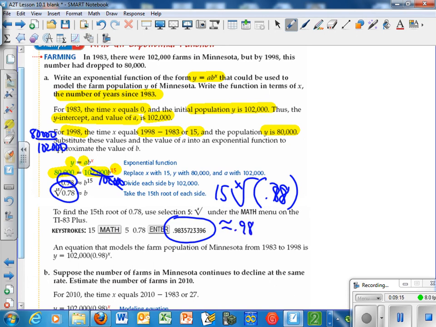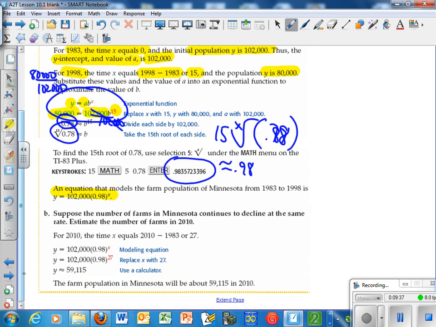So now you go back and write the function. We're going to leave y and x in there, kind of like you've done for other functions. Y equals the starting population of 102,000 times 0.98, the base that we got, to the x power. Notice how they put y and x back in. We put values in up here for y and x to help us solve for b, to find that b. It's kind of like what you've done with linear equations, trying to find the y-intercept and things like that when you put in values or a point.